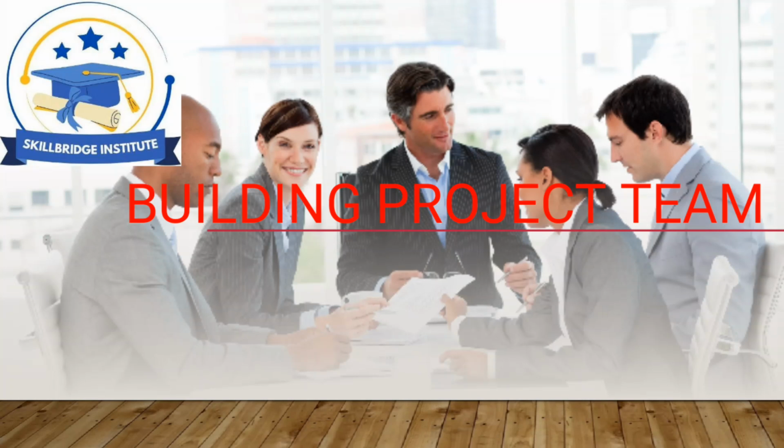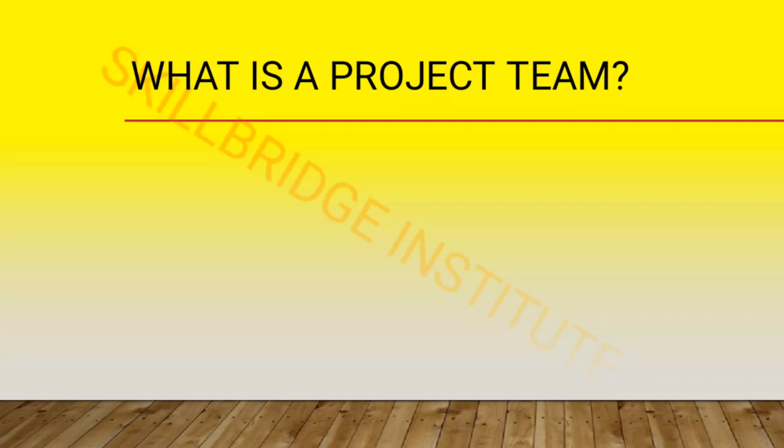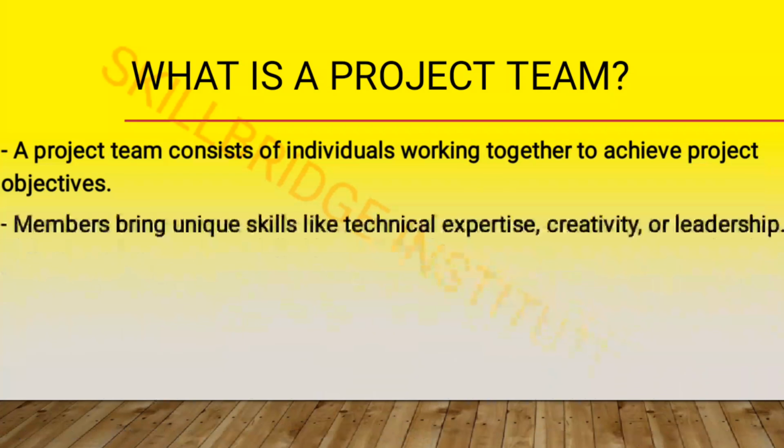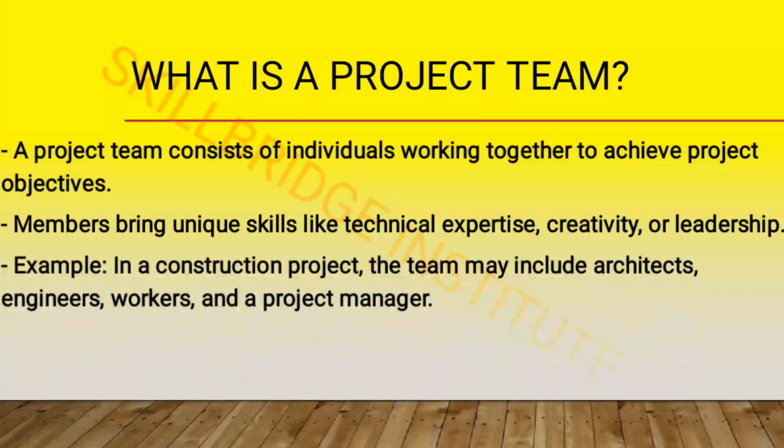This time around, we'll be discussing project teams. A project team consists of different people who are working together so that by the end of the day, they should be able to achieve project objectives. These different people provide technical expertise, creativity, as well as leadership. For example, in a construction project, you may have team members which consist of architects, engineers, workers, and project managers.